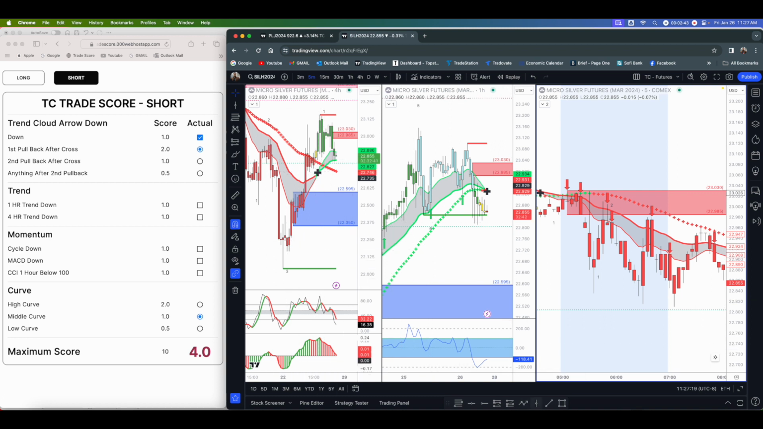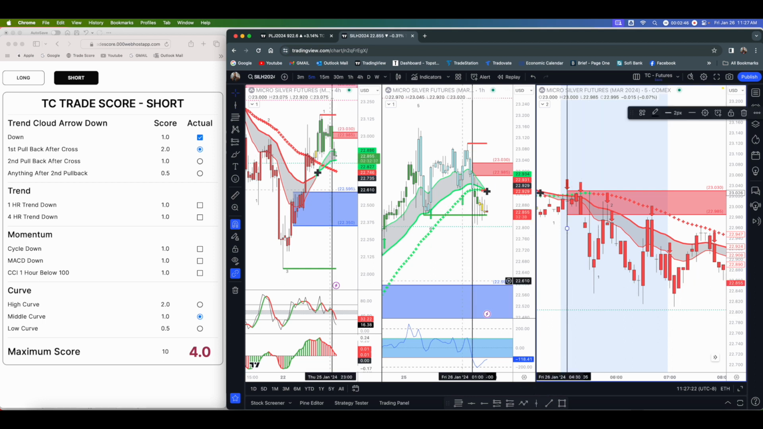But here's the beautiful part: if you look at this signal here, everything on the momentum side is going down. It's cycling down, momentum down, CCI indicator below 100. So it's very strong momentum to the downside. I would check all of this: cycle down, MACD down, CCI indicator on the 1-hour chart below 100. And I already drew the curve zone. I'm not going to show you that again, but I drew that on the 4-hour, and it looks like it was in the middle of the curve. What it came out to be is a maximum score of 7.